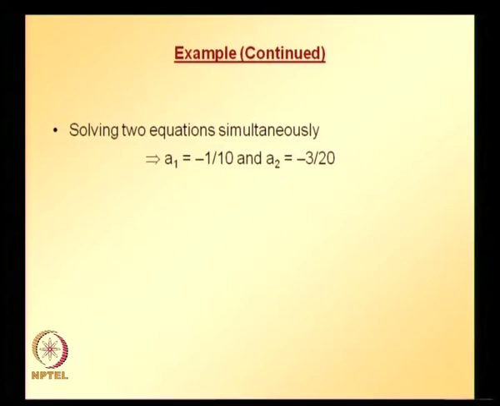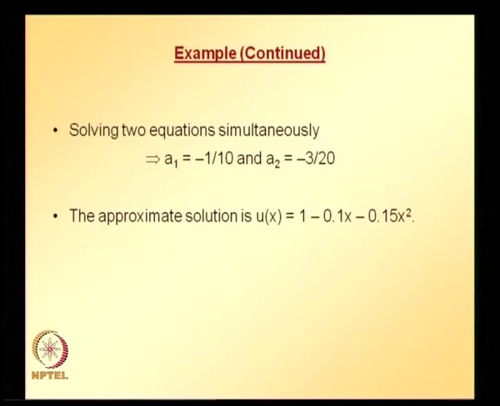Solving the two equations simultaneously results in a1 is equal to minus 1 over 10, a2 is equal to minus 3 over 20. Now, you know what you need to do with these coefficients. You need to substitute back these coefficients a1, a2 into the admissible trial solution we started out with. What is the admissible trial solution we started out with? It is u is equal to 1 plus a1 x plus a2 x square. So you substitute a1 is equal to minus 1 over 10 and a2 is equal to minus 3 over 20, and you get the approximate solution.